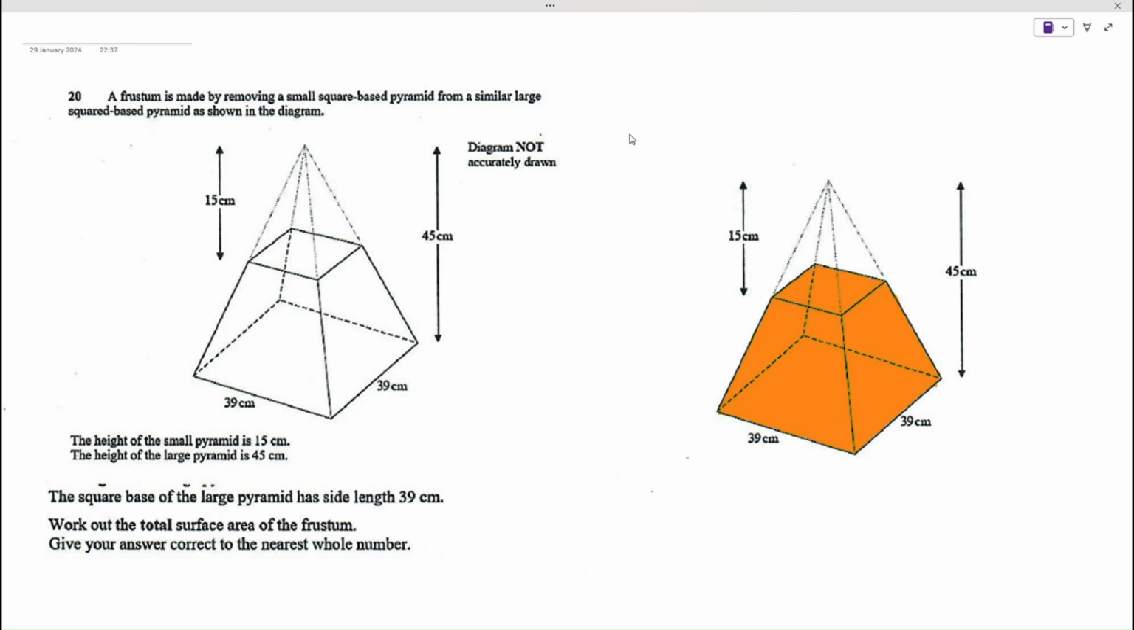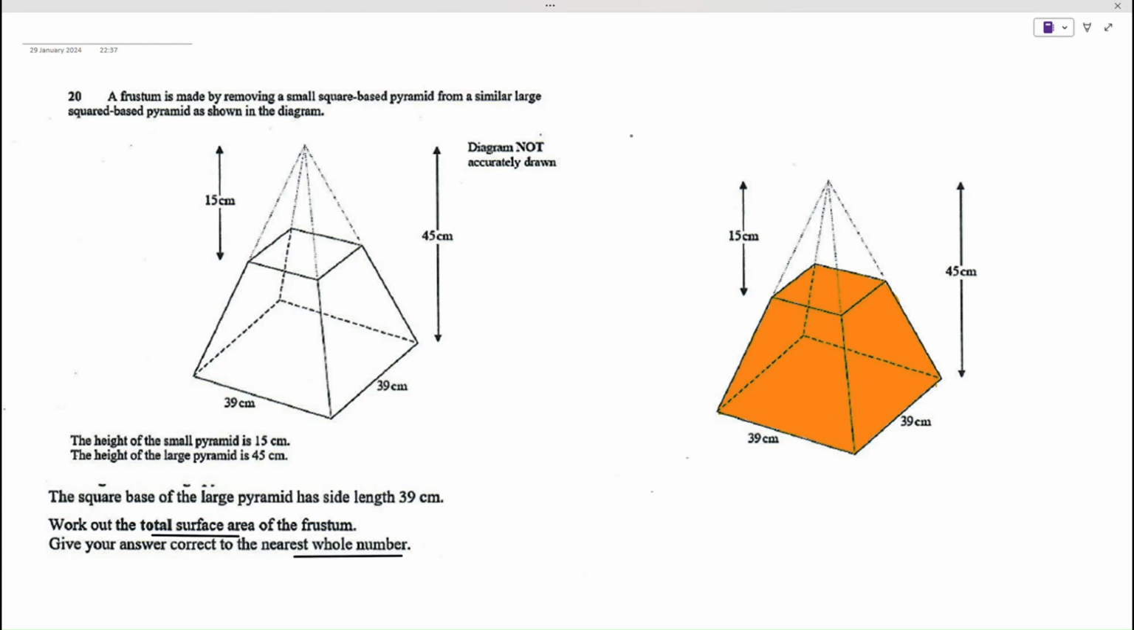The height of the small pyramid is 15 centimeters. The height of the large pyramid is 45 centimeters. The square base of the large pyramid has side length 39 centimeters. Work out the total surface area of the frustum. Give your answer correct to the nearest whole number.